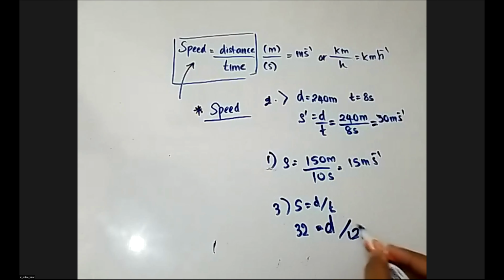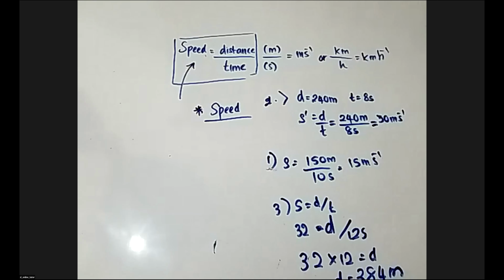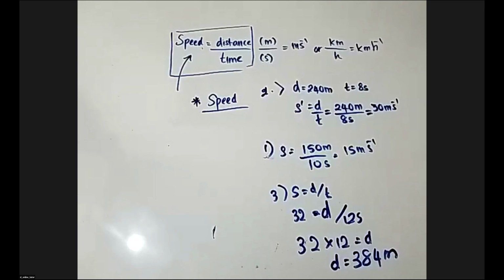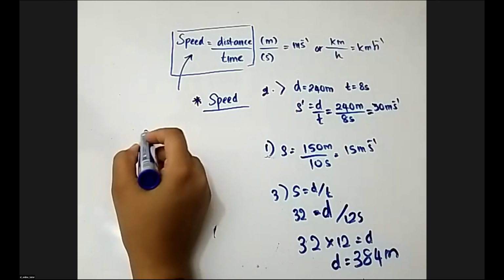Keep D here. This is 12 seconds. You have to remove this one. So this is the denominator, below. If it is below, you have to carry it to this side by multiplication. Even in the equations lesson, you are learning this one. So distance is equal to how much? 384 meters. Can you understand?